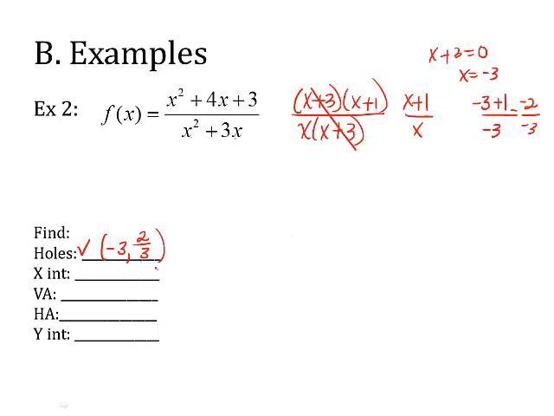Now x-intercept. The rule says take the numerator, which is x + 1, set it equal to 0, and solve. So I get -1. So it's a coordinate, (-1, 0). Vertical asymptote, you take any factors on the bottom, set them equal to 0. Well, this is just x, so x = 0. So I have a vertical asymptote at x = 0.